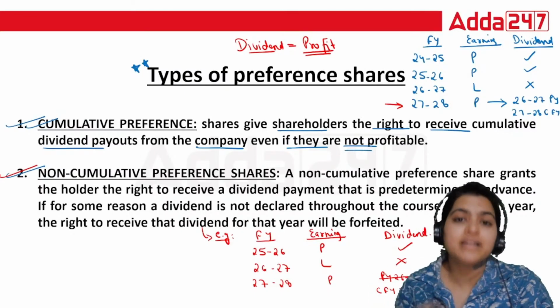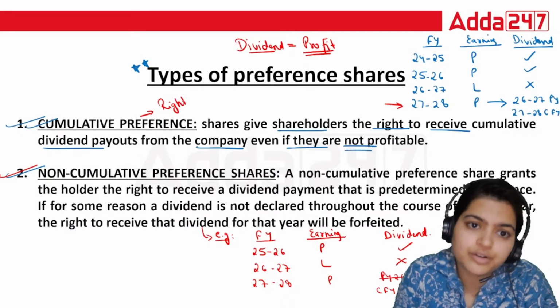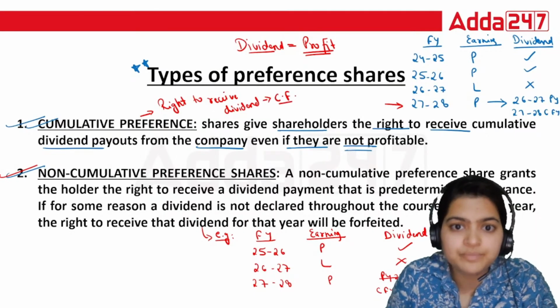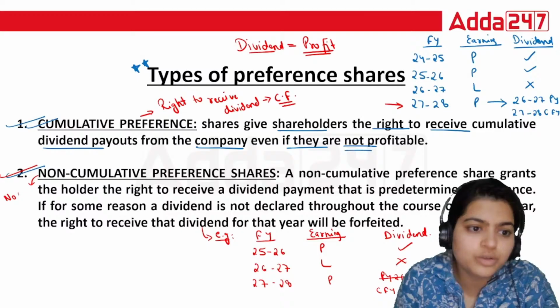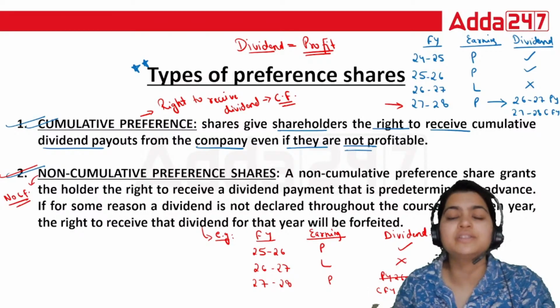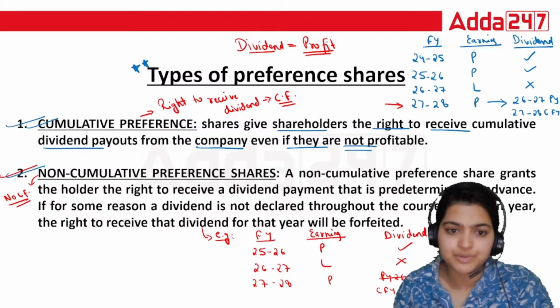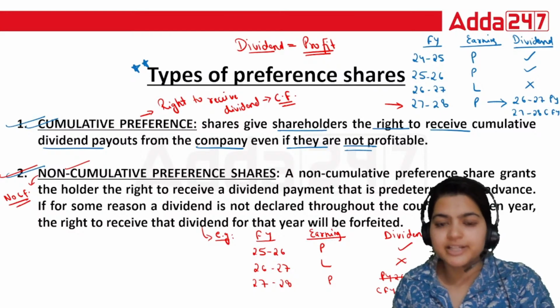No, that will lapse. In case of cumulative, your right to receive dividend actually carries forward to the next year. But in case of non-cumulative, no carry forward. If the company incurs losses, you will not receive any sort of dividend. Means your right to receive dividend will lapse. So this is about non-cumulative preference shares. I hope this point is clear to each and everyone.